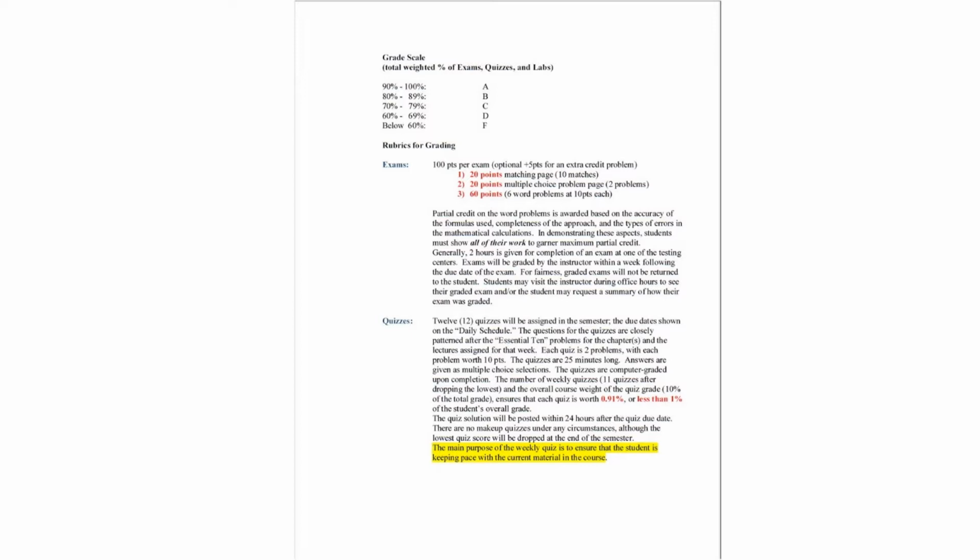The number of weekly quizzes is 12 during the spring and fall semester and 10 during the summer semester, with the overall weight of each quiz being about 1%. The quiz solution will be posted within 24 hours after the quiz due date. There are no makeup quizzes under any circumstances, although the lowest quiz score will be dropped at the end of the semester. The main purpose of the weekly quiz is to ensure that the student is keeping pace with the current material in the course.